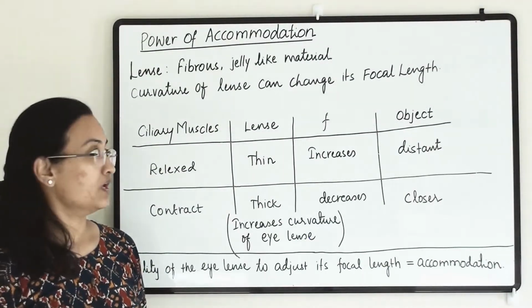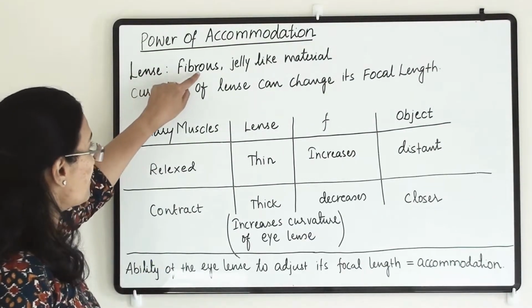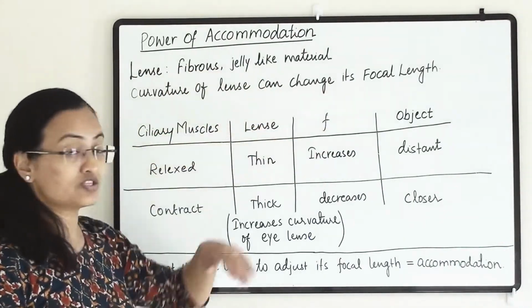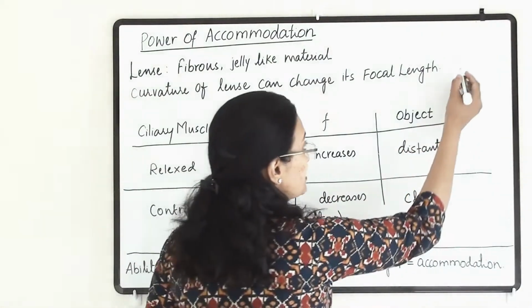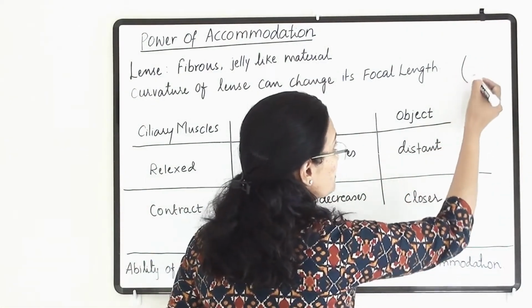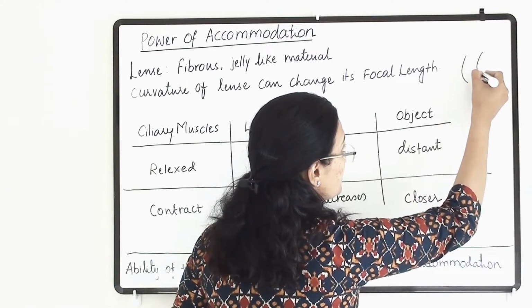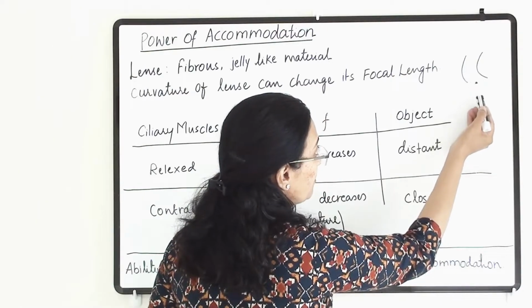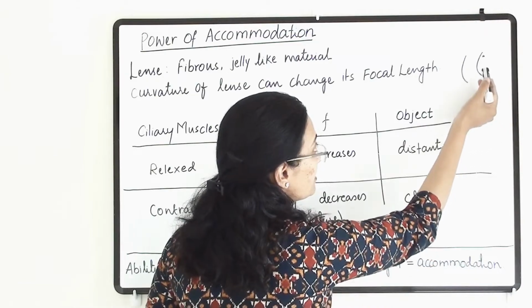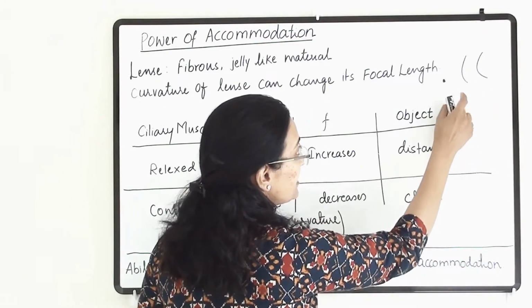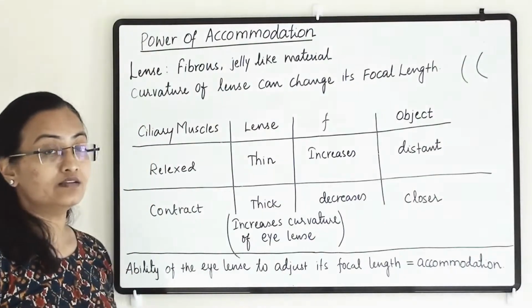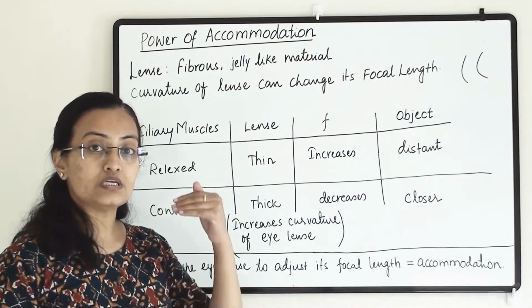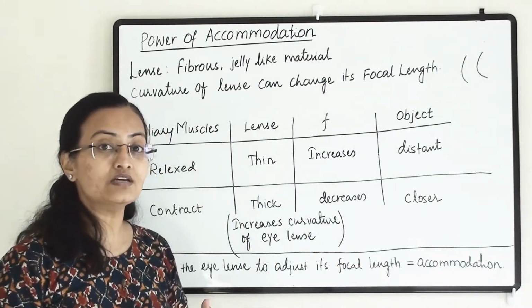Power of accommodation. In this, the lens is a fibrous jelly-like material. The curvature of the lens can change its focal length. Curvature of the lens means this is a lens and this is also a lens. Here you can see that it is more bulging out, where here it is less bulging out. So this is a curvature, where here the lens is more curved, where here the lens is less curved. Now this will decide the focal length of the lens, and because of this the lens will be able to see the far object or the near object clearly.